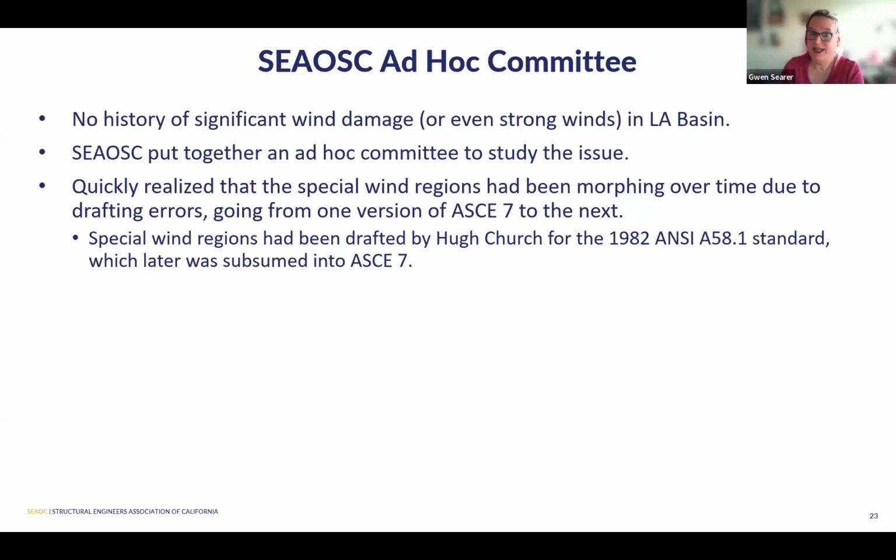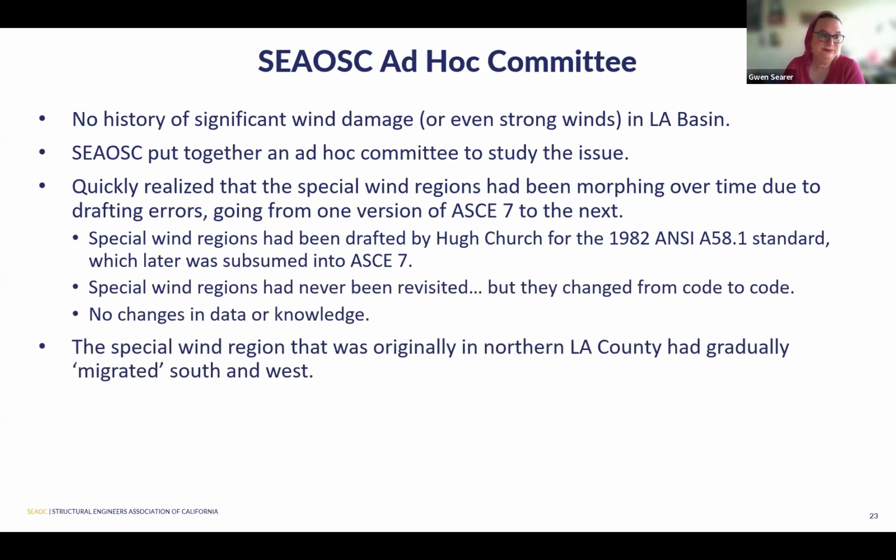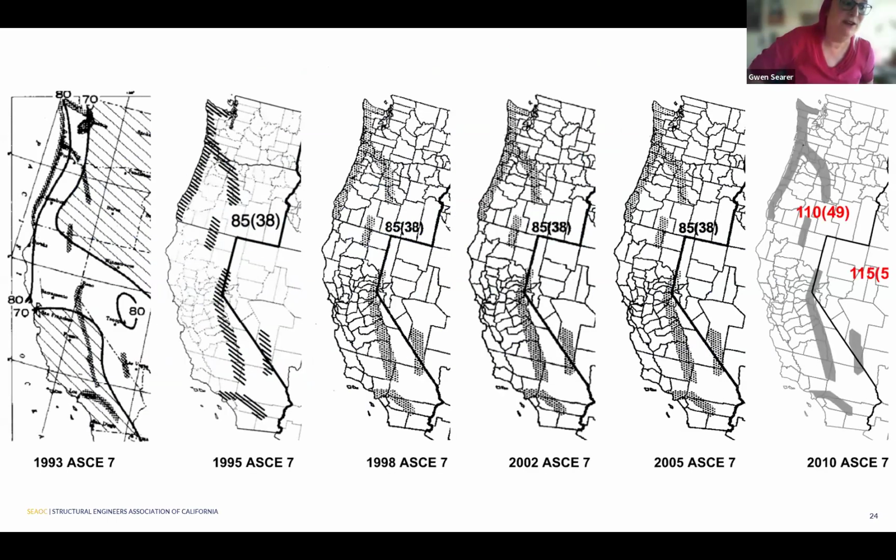Those got incorporated into ANSI A58.1, and they got subsumed into ASCE 7. They had never been revisited. They were still the same regions that he had drawn on a map a long time ago. But they were changing from code to code despite no changes in data or knowledge. And so the special wind region that was originally in northern Los Angeles County moved south and west during that drafting.